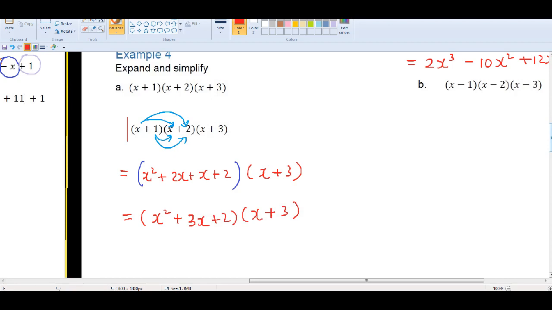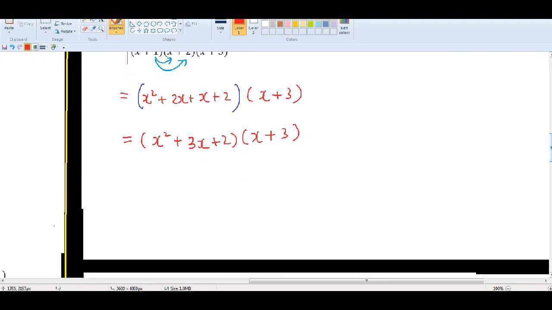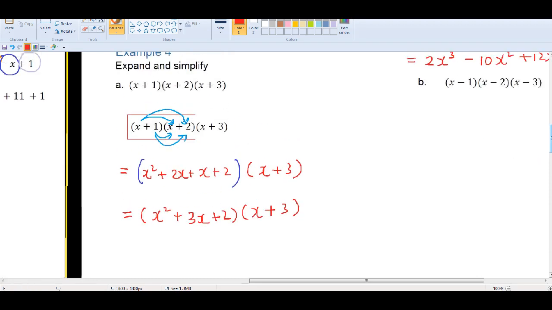Okay, so have we ever learned this? You've got 3 terms. That's what we call a trinomial, and you've got 2 terms in the second bracket. That's what we call a binomial. Have we ever learned this? Possibly no, but we could use a similar idea to the FOIL method.